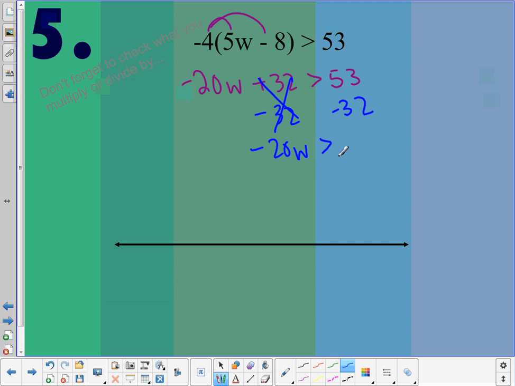53 minus 32 gives me 21. So then I have to divide by the negative 20. It ends up being kind of an icky fraction, but that's okay. We end up with w. Oh, and take a look. You are dividing by a negative, so that means this is going to flip to less than 21 over 20.